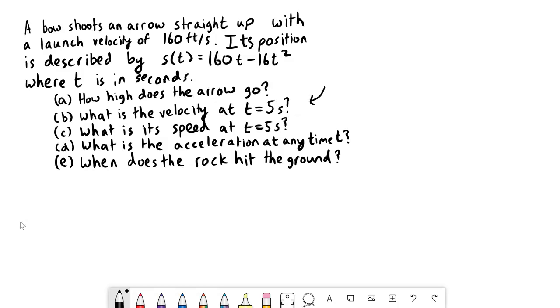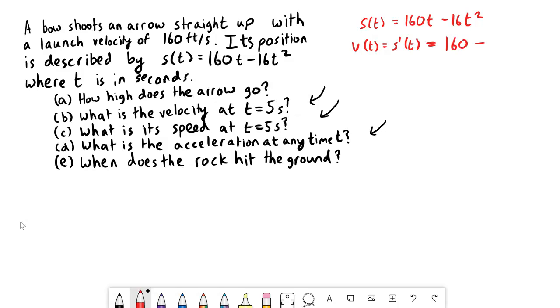Since we're talking about velocity, speed, acceleration, it might be helpful just to find the functions that describe them, right? So I'm going to do that in red. So we know s of t is equal to 160t minus 16t squared. So its velocity is just the derivative, right? Velocity is just the derivative of s. And we can just use the power rule to find that out, right? So bring the power over. This is 160 and then this is 32t, right?